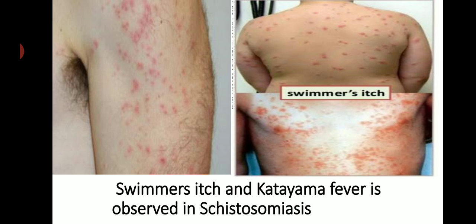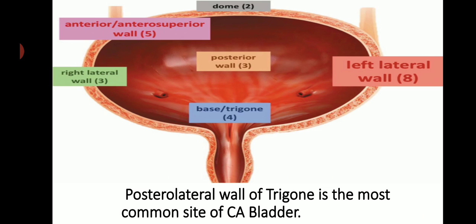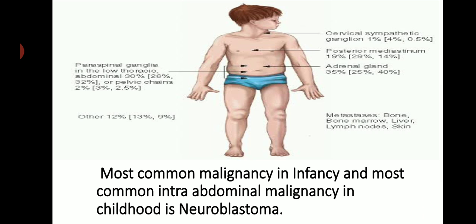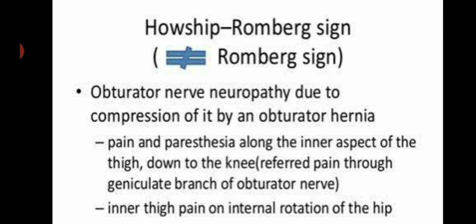Swimmer's itch and Katayama fever are observed in schistosomiasis. Posterior lateral wall of the trigone is the most common site of CA bladder. Most common malignancy in infancy and most common intra-abdominal malignancy in childhood is neuroblastoma.